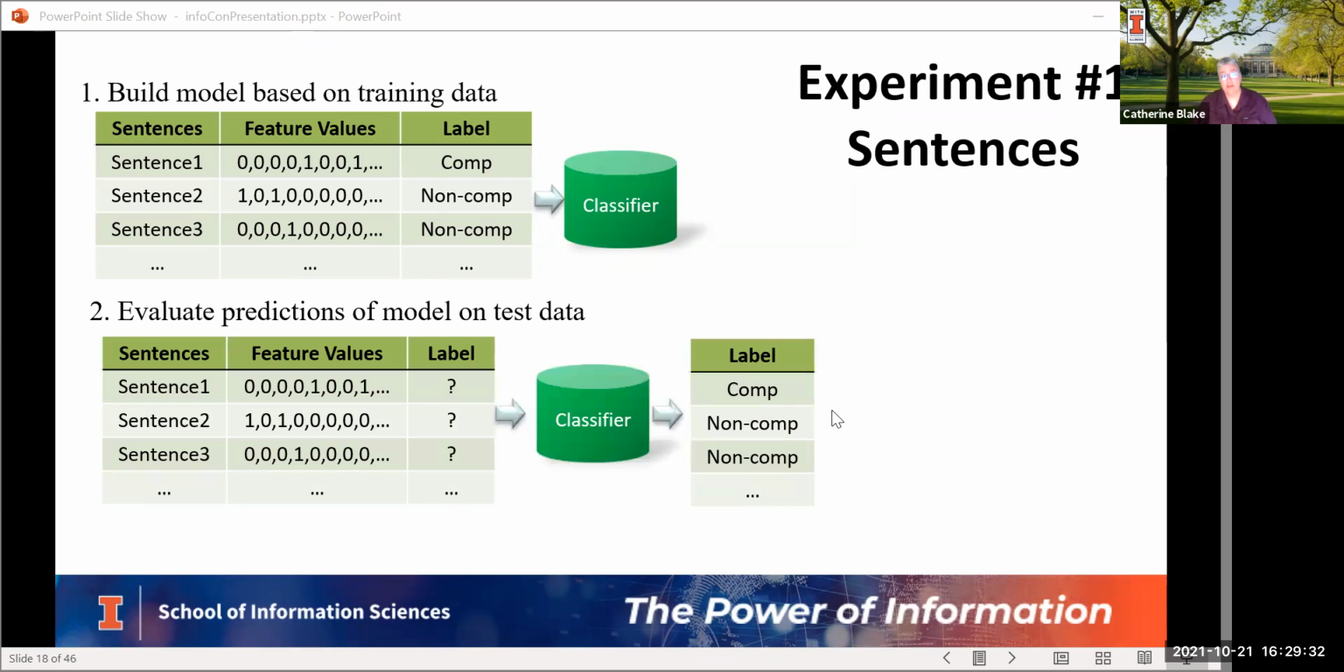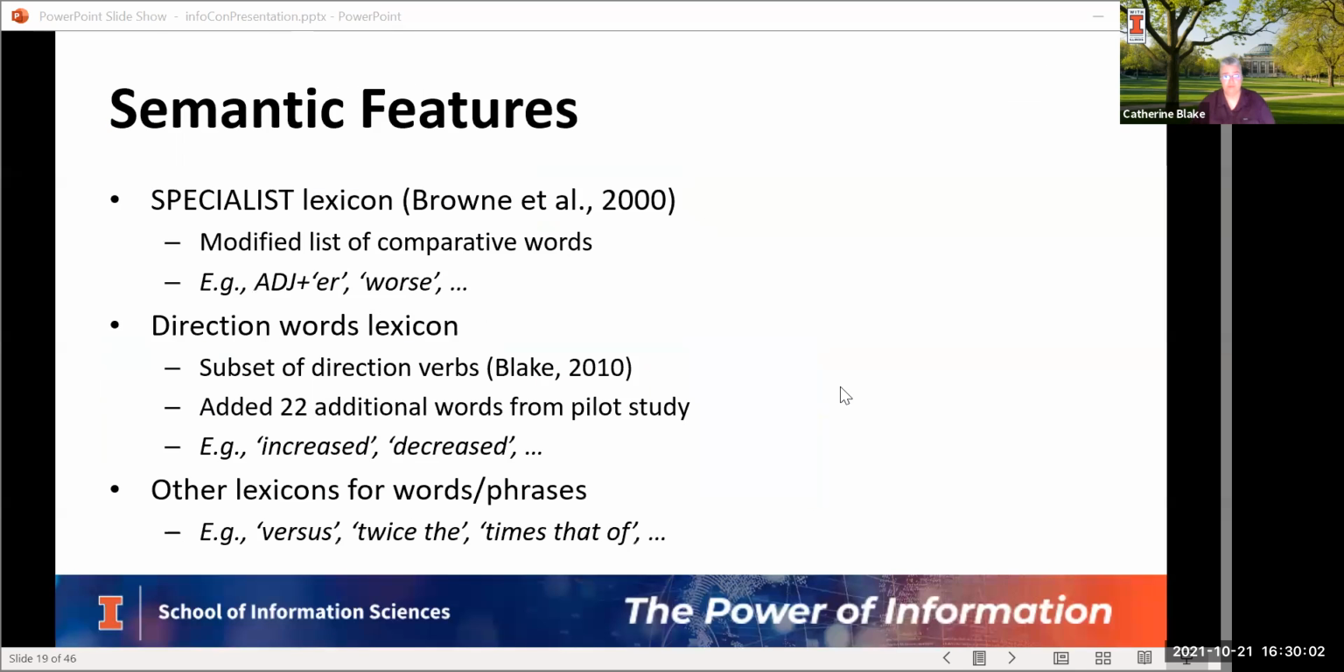Then we apply that model to a set of test data where we don't give the model the answer. By doing that, we have what the model says the answer is, and we can compare that with the actual answer in order to evaluate whether this model is working well or not. Then we repeat that with multiple different training and test data sets to get an idea of the sensitivity of our model.